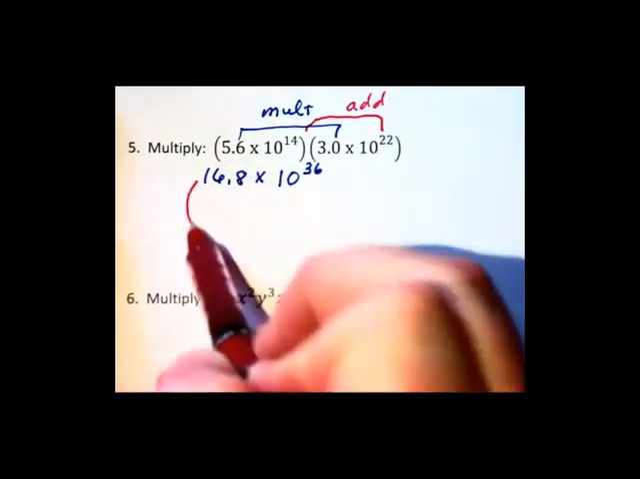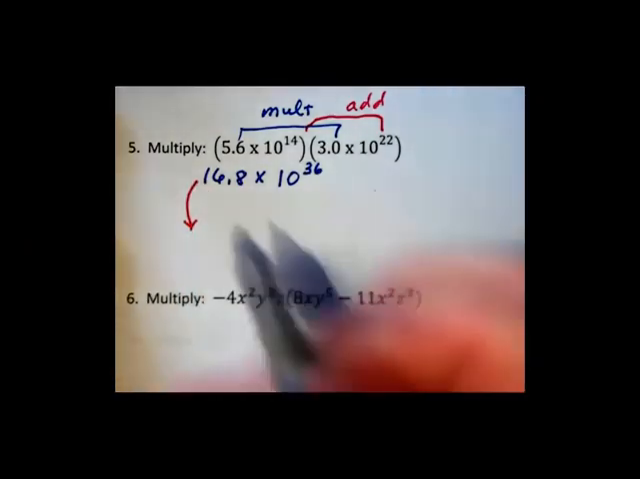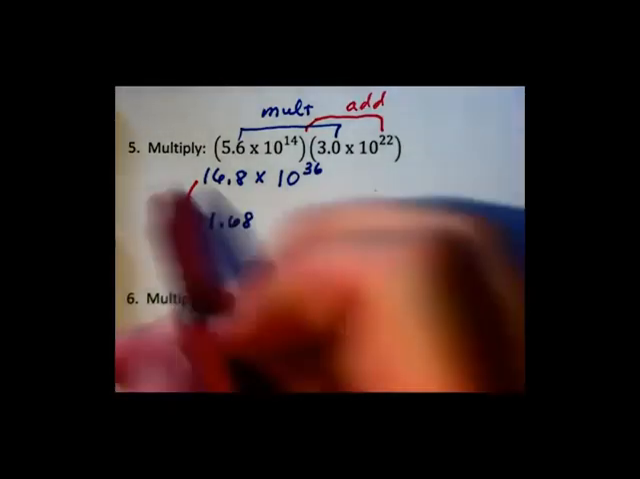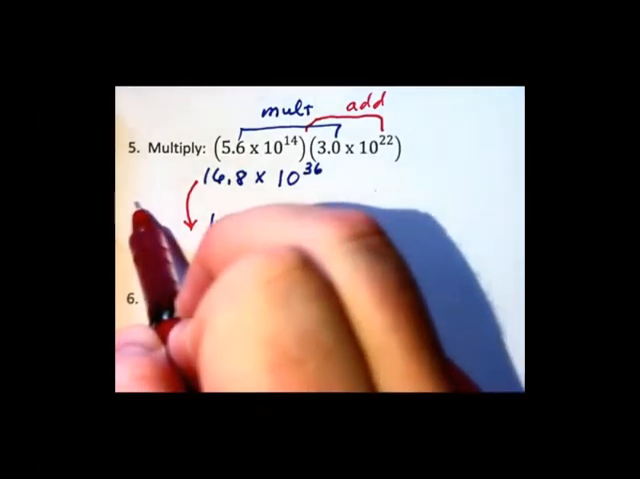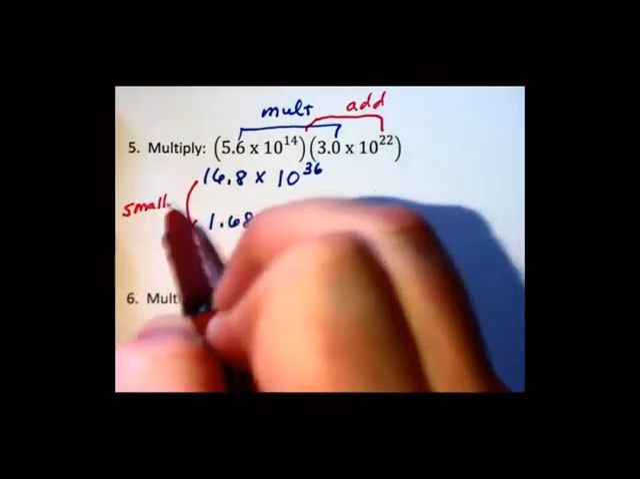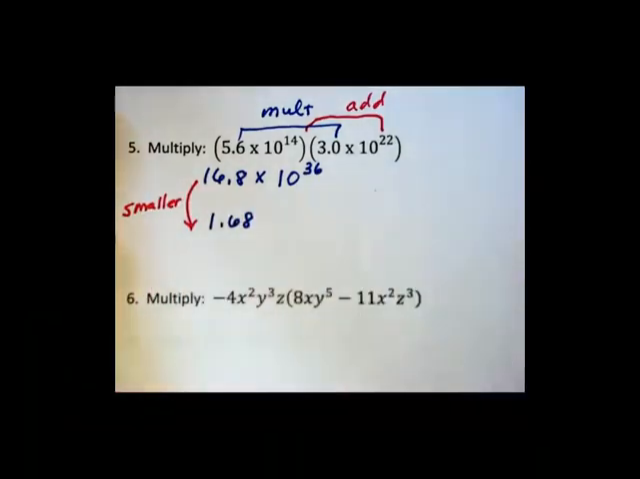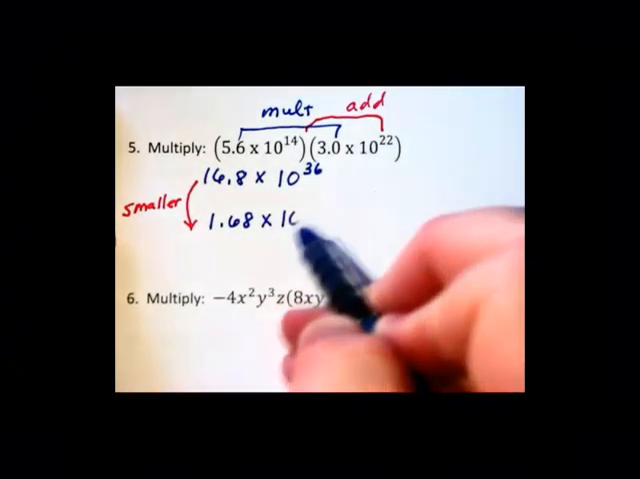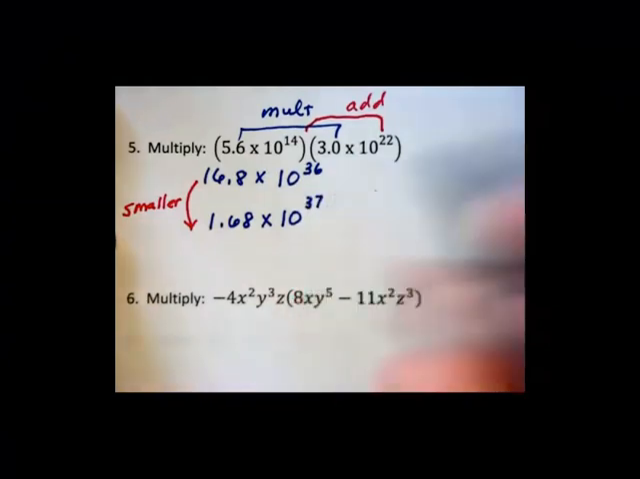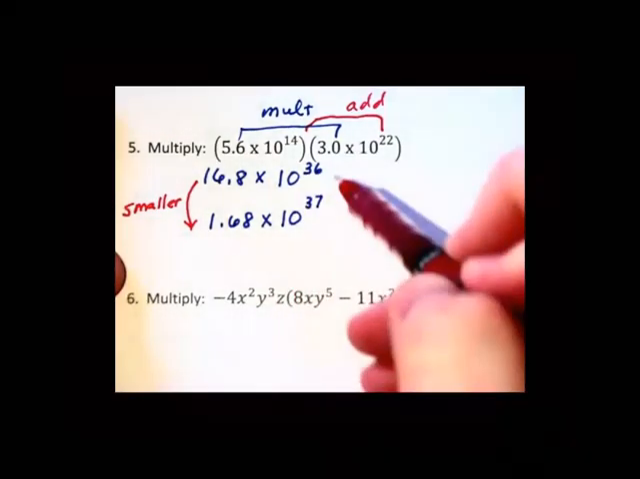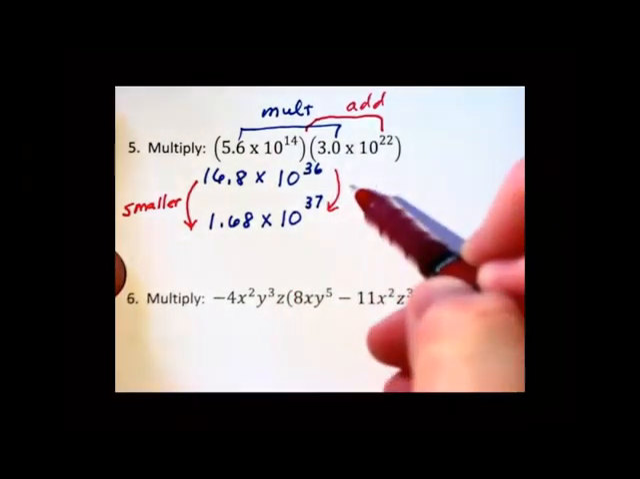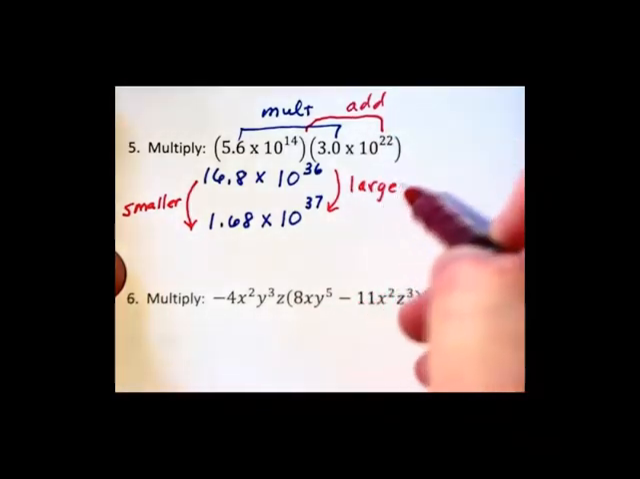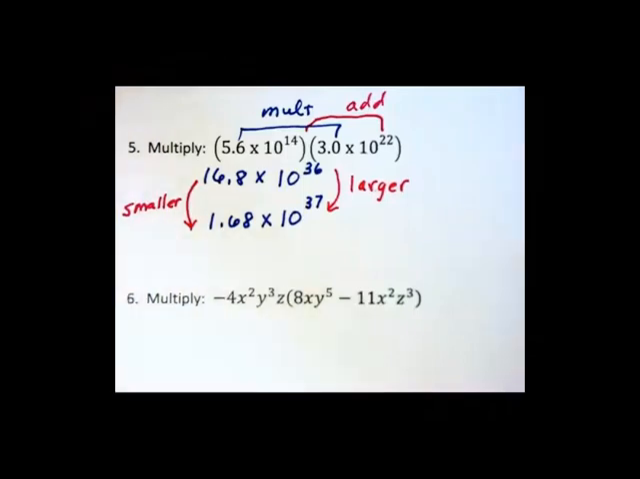And so I'm going to convert that into 1.68 on the left there. And basically I divided by 10, making that smaller. And so I'm going to adjust over the right. I've divided by 10 on the left, so I'm going to multiply by another 10, raising that to 37 as the power. And you might just say that the 37 became larger. As a result, the exponent became larger.